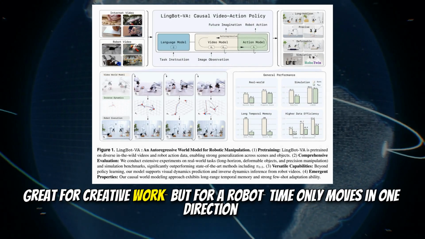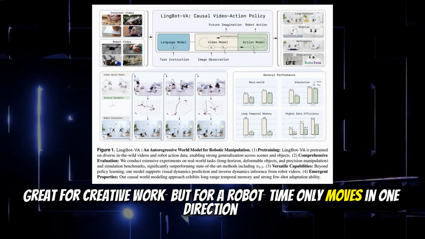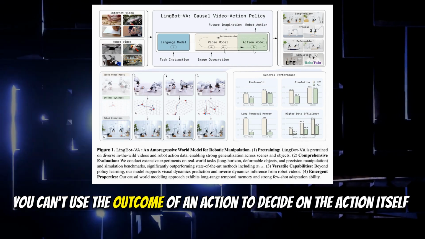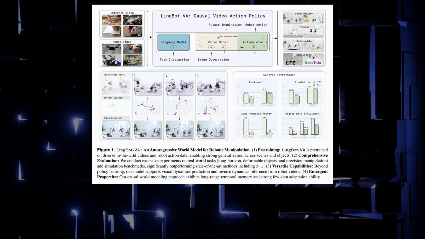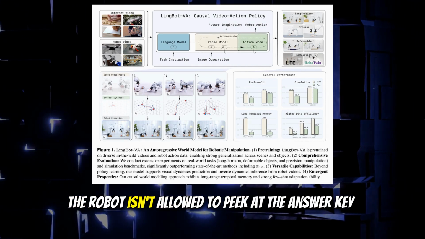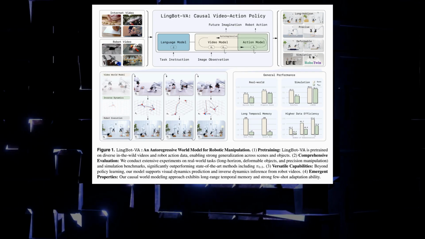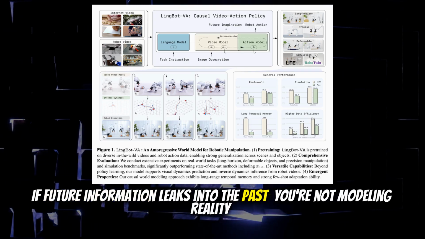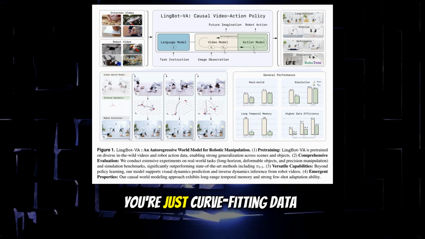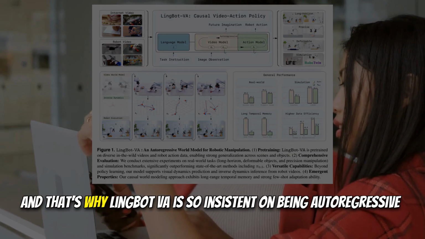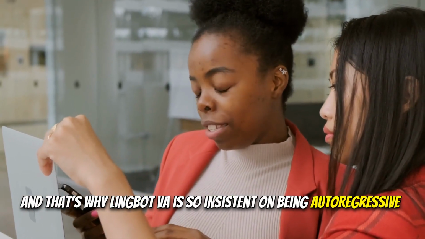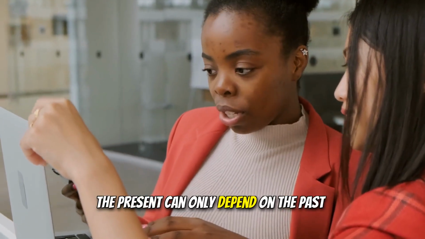Great for creative work, but for a robot, time only moves in one direction. You can't use the outcome of an action to decide on the action itself. That breaks causality. The robot isn't allowed to peek at the answer key. Exactly. If future information leaks into the past, you're not modeling reality. You're just curve-fitting data. And that's why LingBot-VA is so insistent on being autoregressive. The present can only depend on the past.